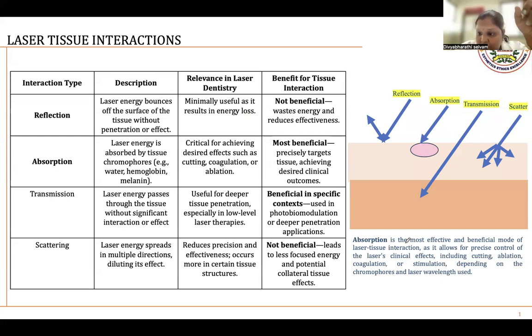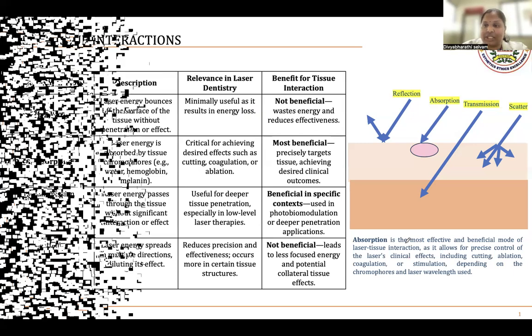This is what we need in order to have a cutting, ablation, coagulative, or stimulative effect, depending on the chromophores and on which wavelength we are going to use with it. And that's how the absorption ranges are going to get varied.